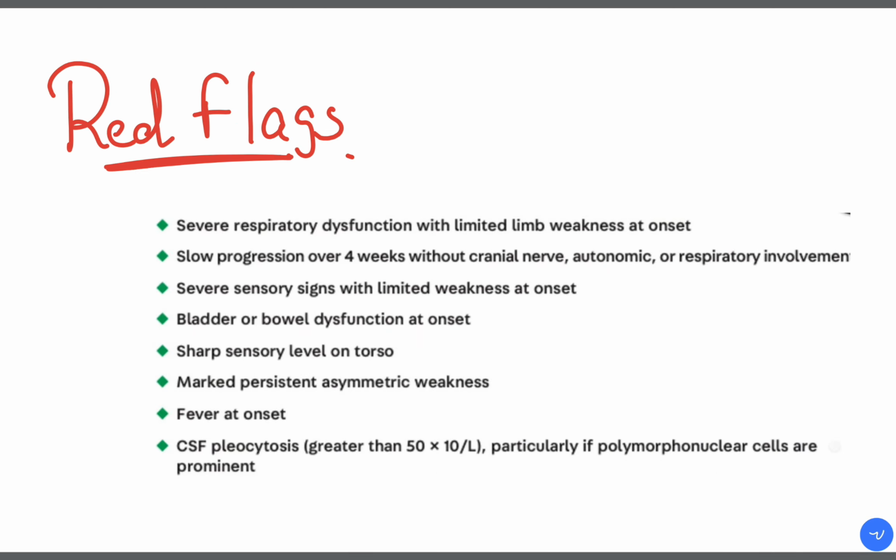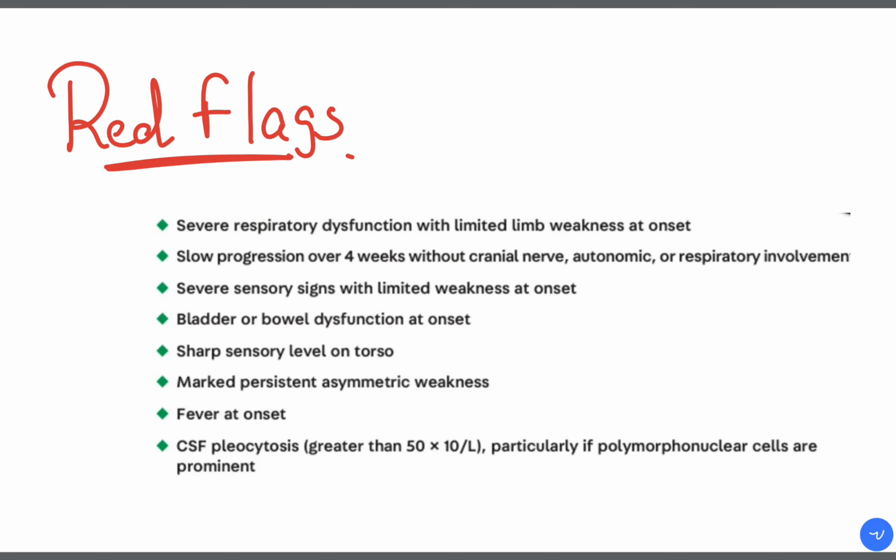Now, what are the red flags? Red flags are basically when you have to look for other diagnoses than GBS, such as when a patient has severe respiratory dysfunction with limited limb weakness at onset, then you should think other than GBS. Slow progression over 4 weeks without cranial, autonomic or respiratory involvement. There is still progression going on after 4 weeks. Severe sensory signs with limited weakness at onset.